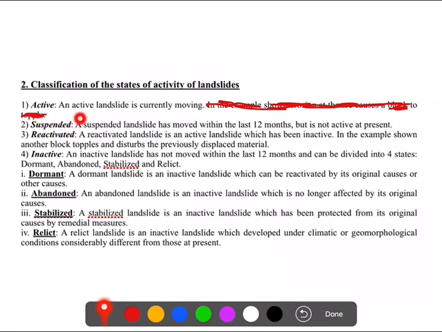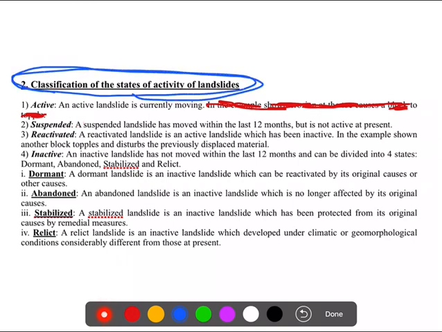Now second is a suspended landslide. So these are not types of landslides. These are the activities of a landslide. Whenever there is a landslide, there are some activities along with it, so these are the types of those activities, or the classification of the states of activities.